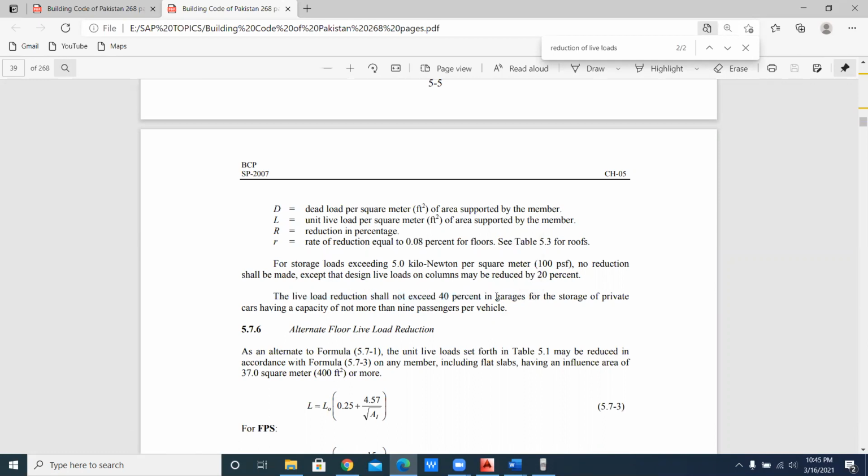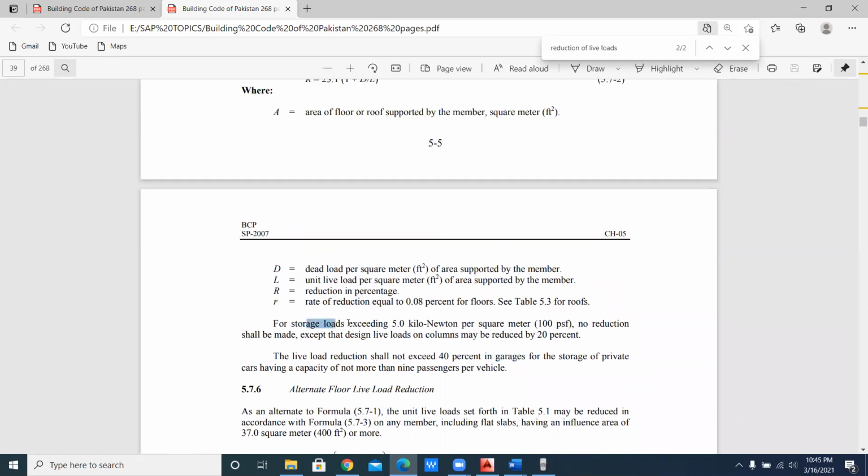Okay, so whenever we use a garage having the capacity of nine vehicles, then the reduction does not exceed more than 40%. Whereas for storage exceeding 5 kilonewton per square meter, having 100 psf load, it means that we also do not take any reduction. No reduction shall be made, except that design live load on columns may be reduced by 20%.